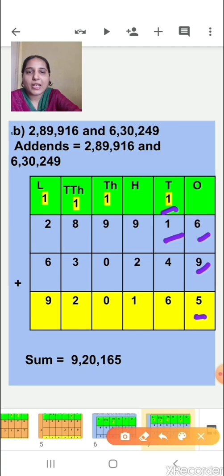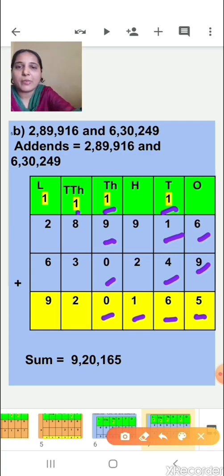Now 1 plus 1 plus 4, it will be 6 here. Now let's move to hundreds place. So 9 plus 2 is 11. So 1 we will write here and 1 will be carried over to the thousands place. So 1 plus 9 plus 0, 10. So 0 we will write here and 1 will be carried over to the 10,000 place.